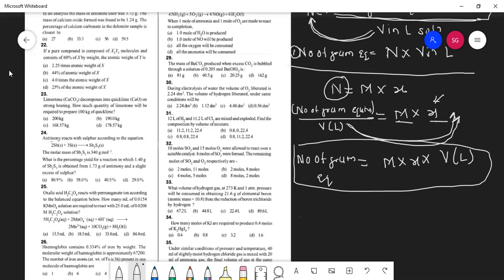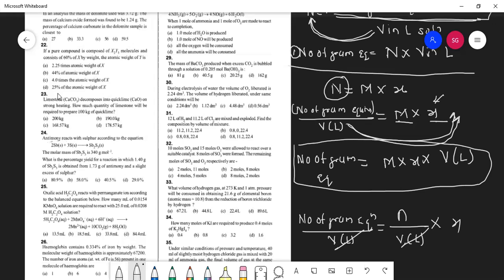For the third formula, the number of gram equivalents upon volume in liter is normality. Students, what is meant by molarity? Number of moles per volume of solution in liter, into X. Students, this and this can I cut? Yes, sir. So what will be the third formula? N into X.